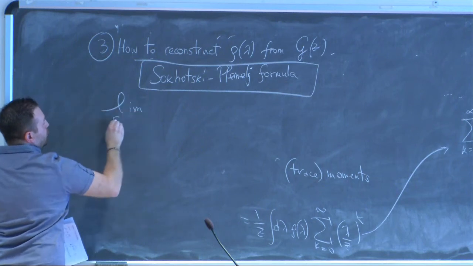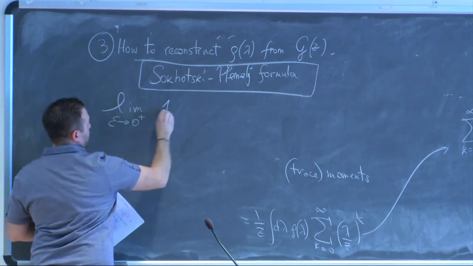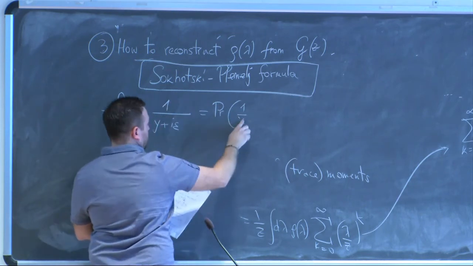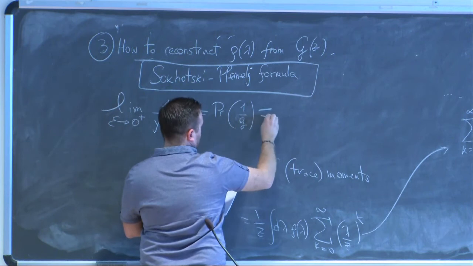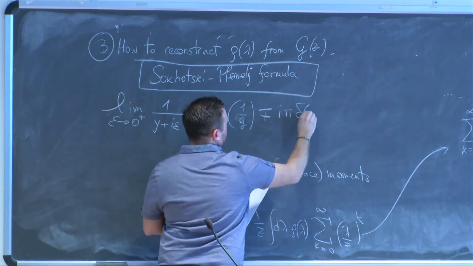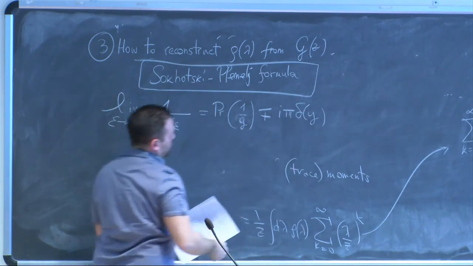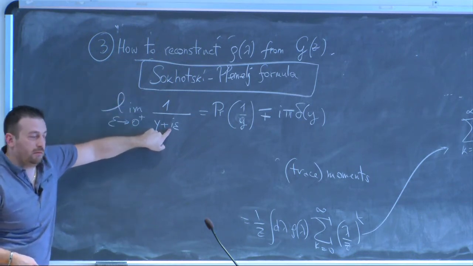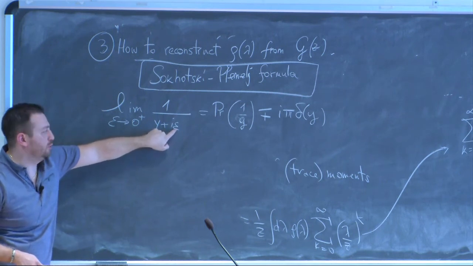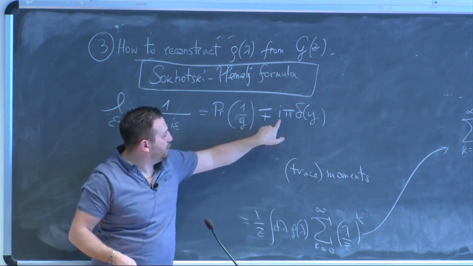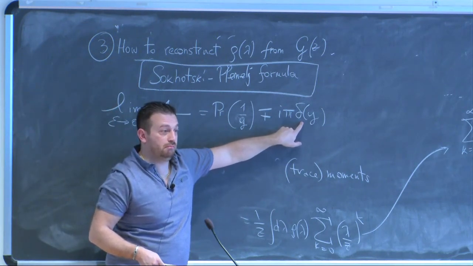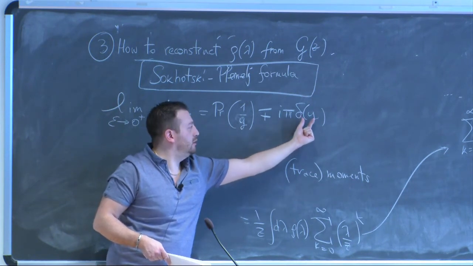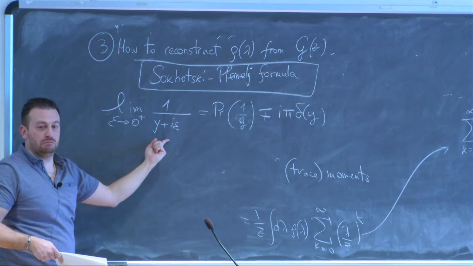So this formula is like this. I first write it and then explain it. If you have a rational function with a complex part, and you take the limit of the imaginary part to zero, then the imaginary part of this object reconstructs a delta function. Which means that if you need a delta function in any of your calculations, you can always replace it with the imaginary part of a rational function.